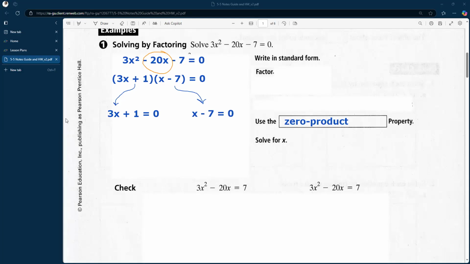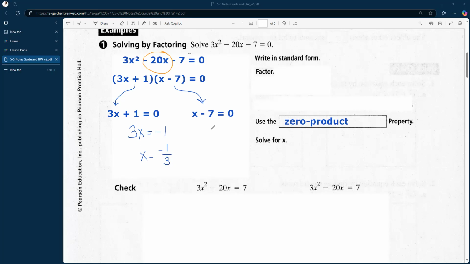3x + 1 = 0. I'm going to subtract 1 from both sides. That's going to give me 3x = -1. And then I am going to divide both sides by 3. x = -1/3.